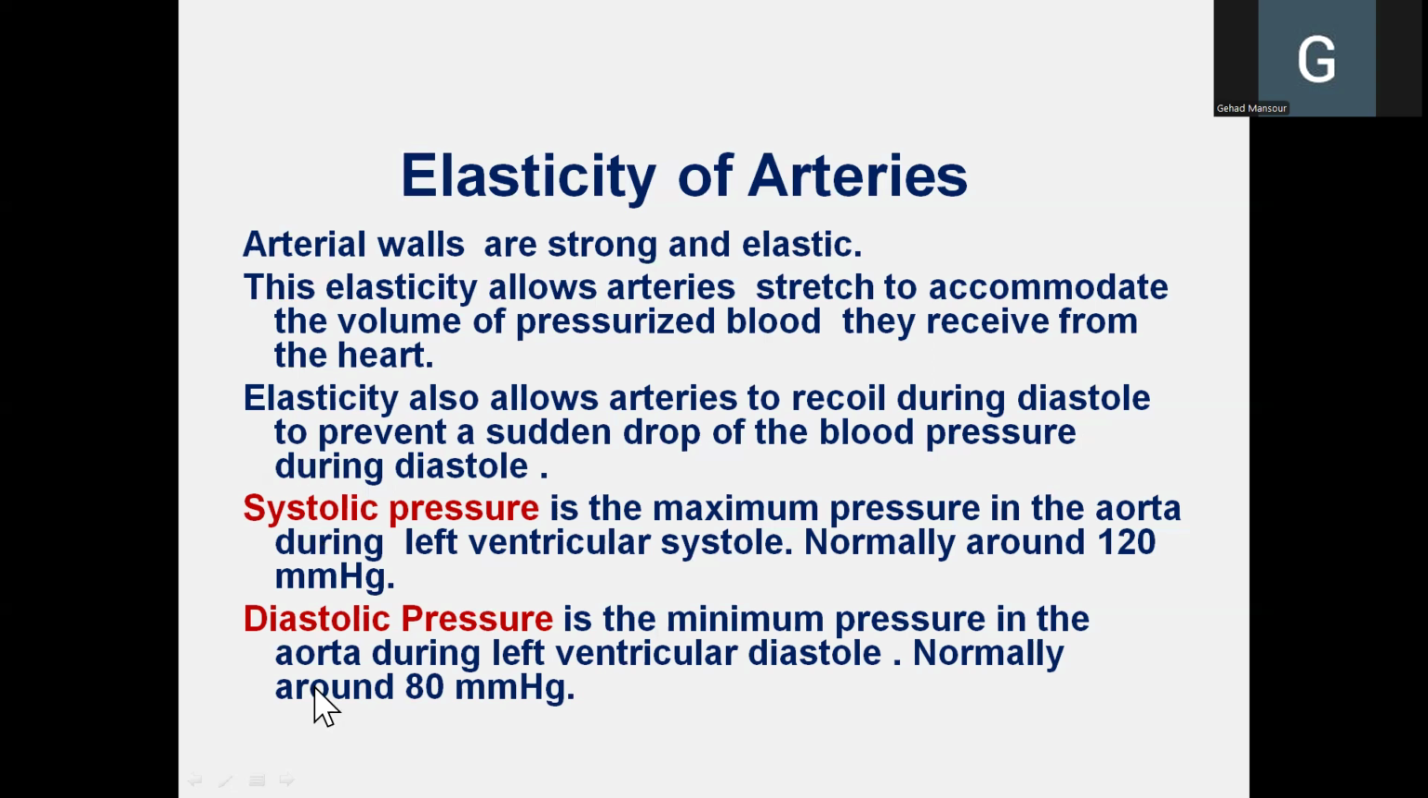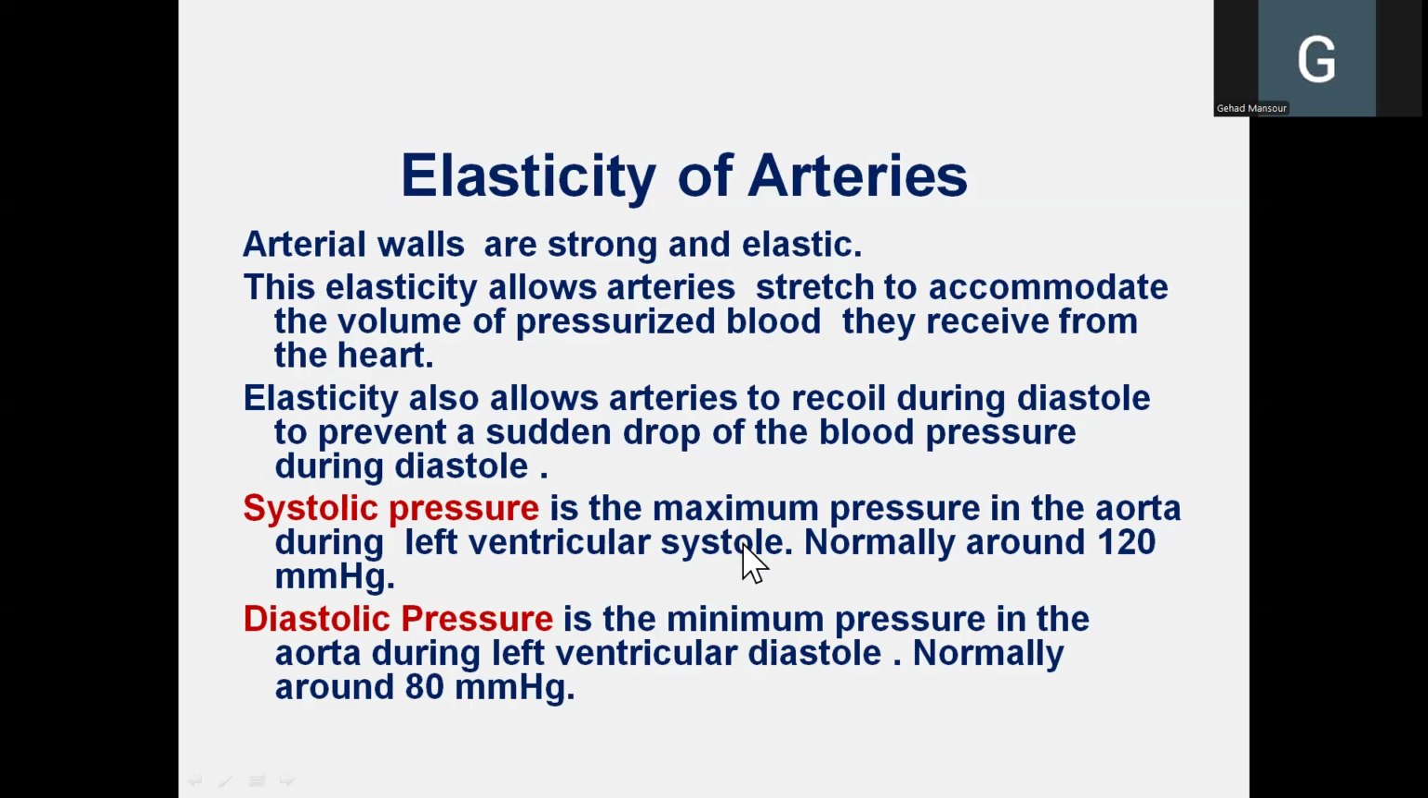And now we have two definitions that are related to what we have just said. We have said that the elastic fibers are important during systole and important during diastole. So we have systolic pressure and diastolic pressure. What is systolic pressure? Systolic pressure is the maximum blood pressure in the aorta during left ventricular systole. Does it make sense? Yes. Why do we say during systole?